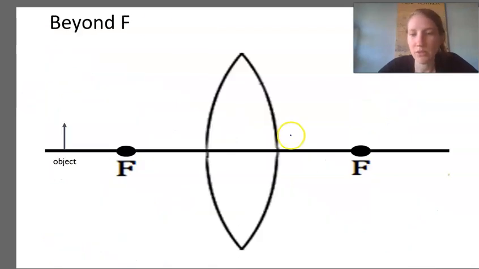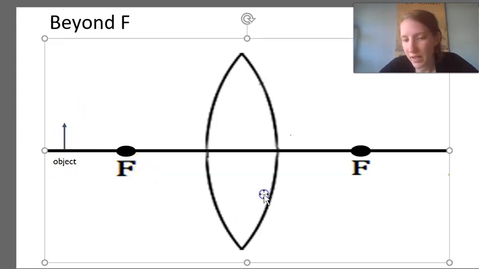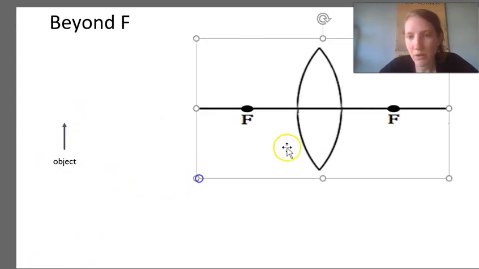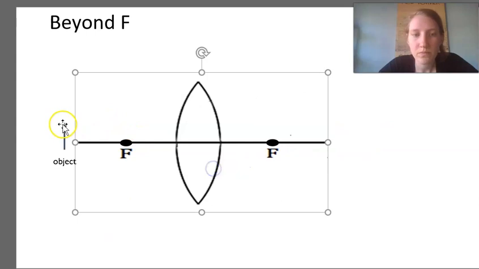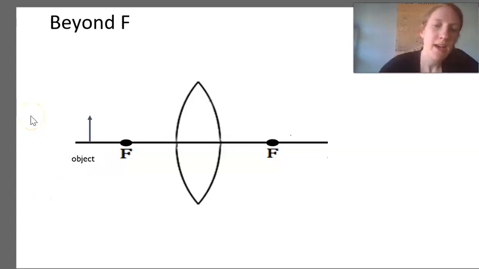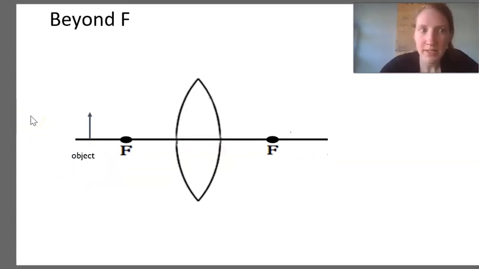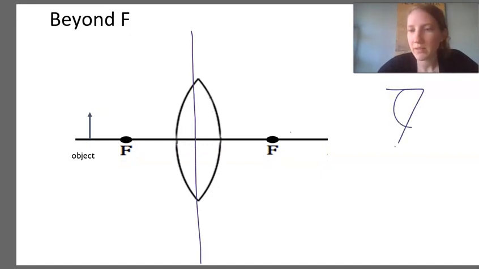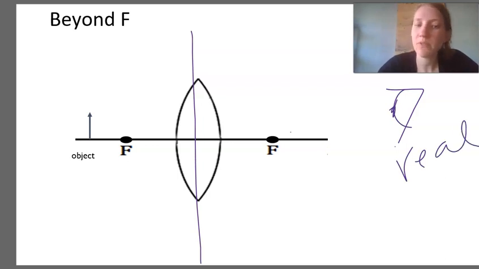All right, let's do this one, where now our object is past f prime. I'm going to make this a little bit smaller, just in case it goes. Okay, so again, let's add our principal axis in the middle. Remember that the viewer is on this side, and if the image pops up on this side, it will be real. If it pops up on this side, it will be virtual.